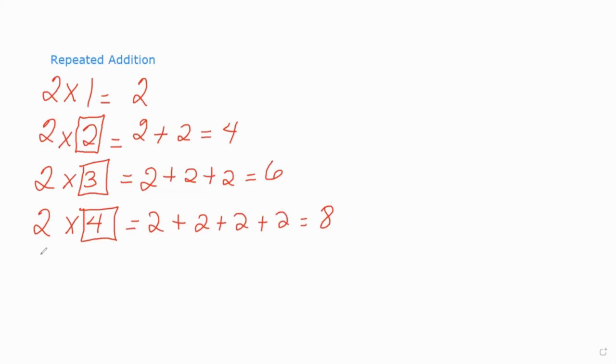Now, what is 2 times 5? 2 times 5 means 2 five times. Switch the 5 and the 2. Okay. 2 times 5 means how many 5s? I mean, how many 2s? 5 times. Okay. So how many 2s are we going to write?